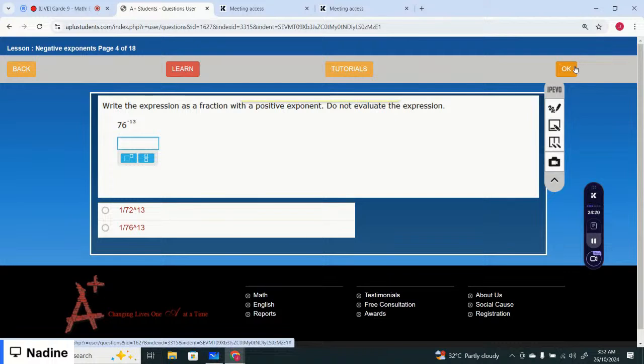Write the expression as a fraction with a positive exponent. So which is the correct option? 76 exponent negative 13. So which is the correct option? That is 1 divided by 76 exponent 13, right?